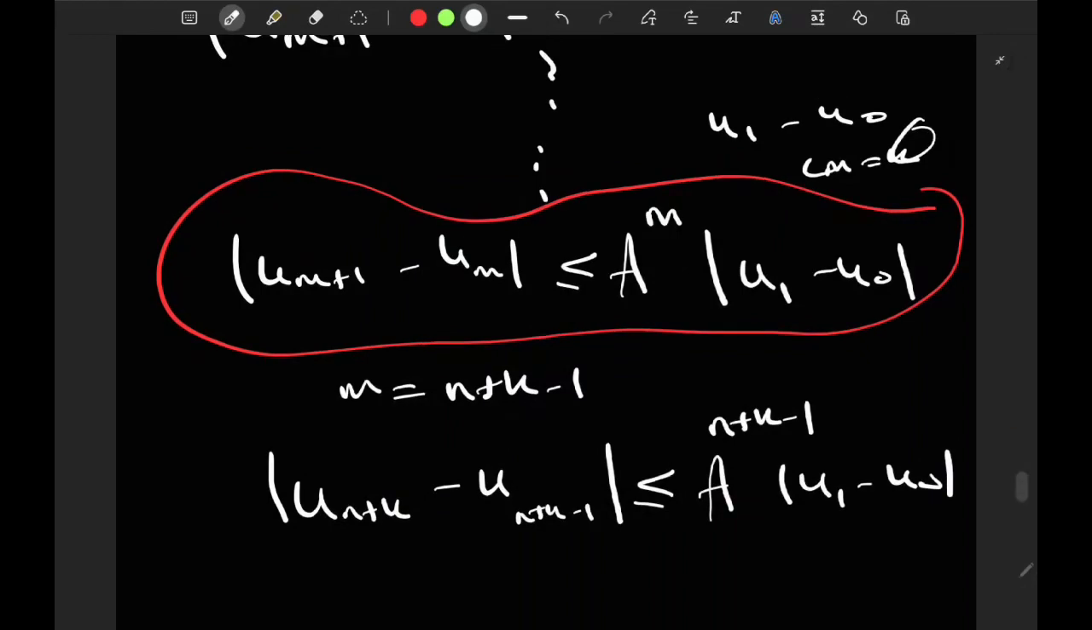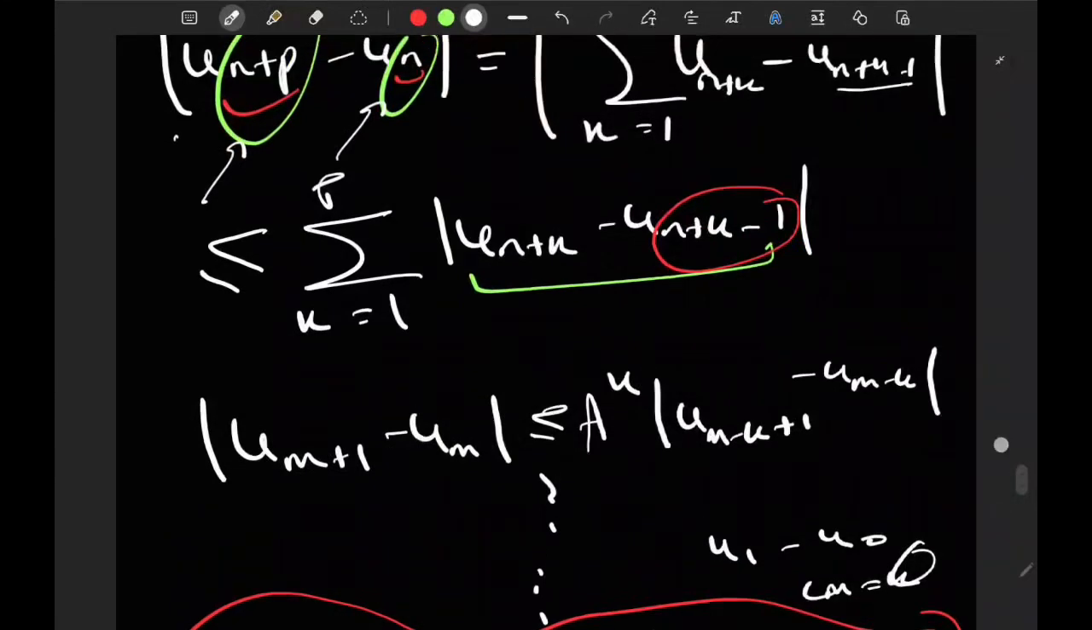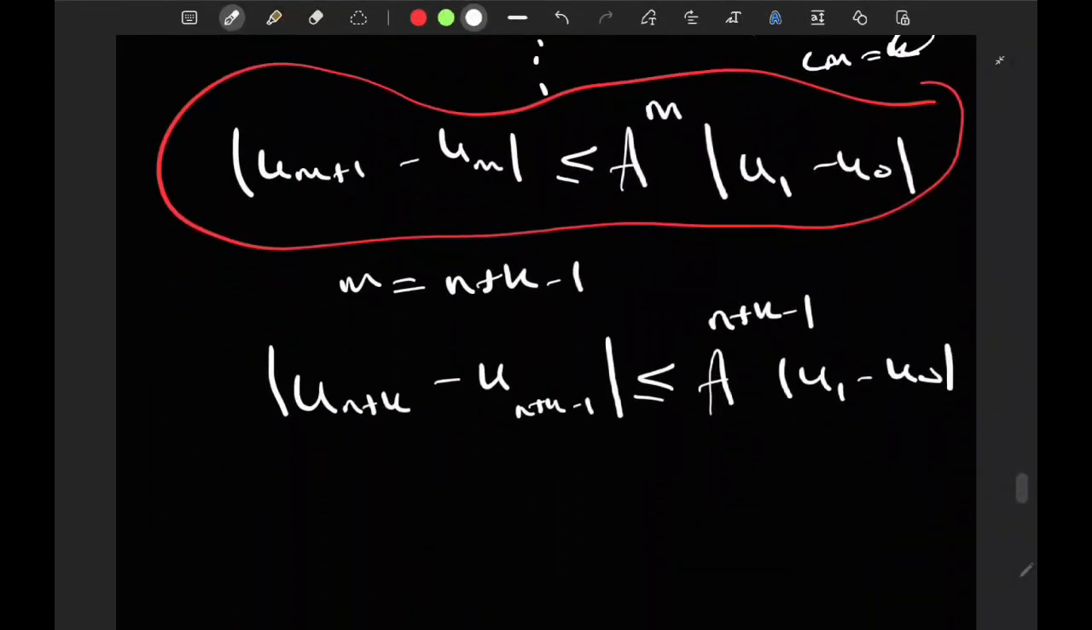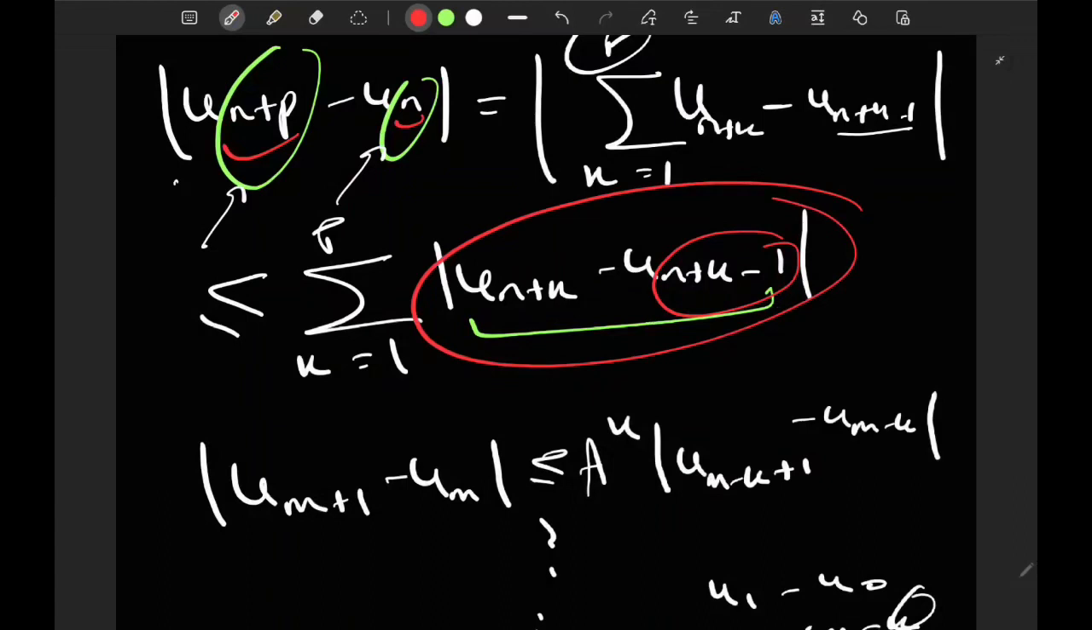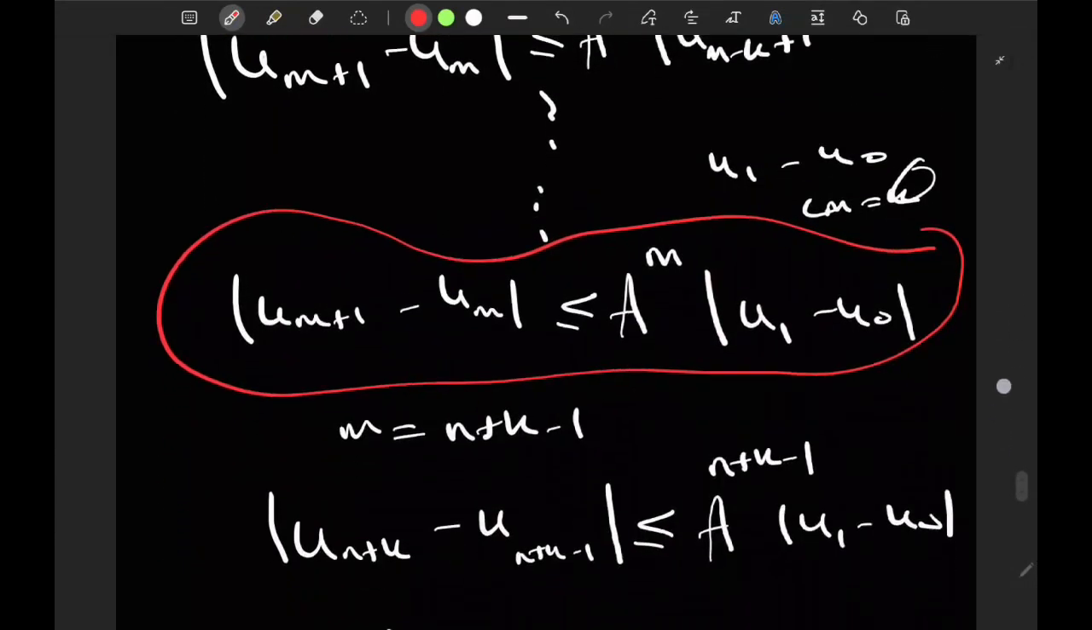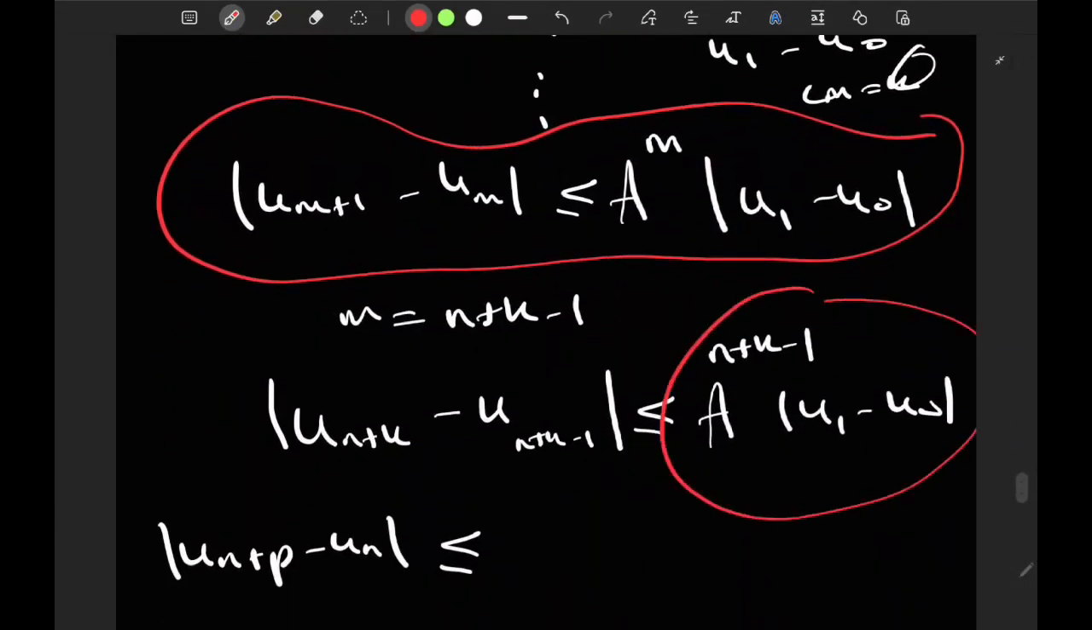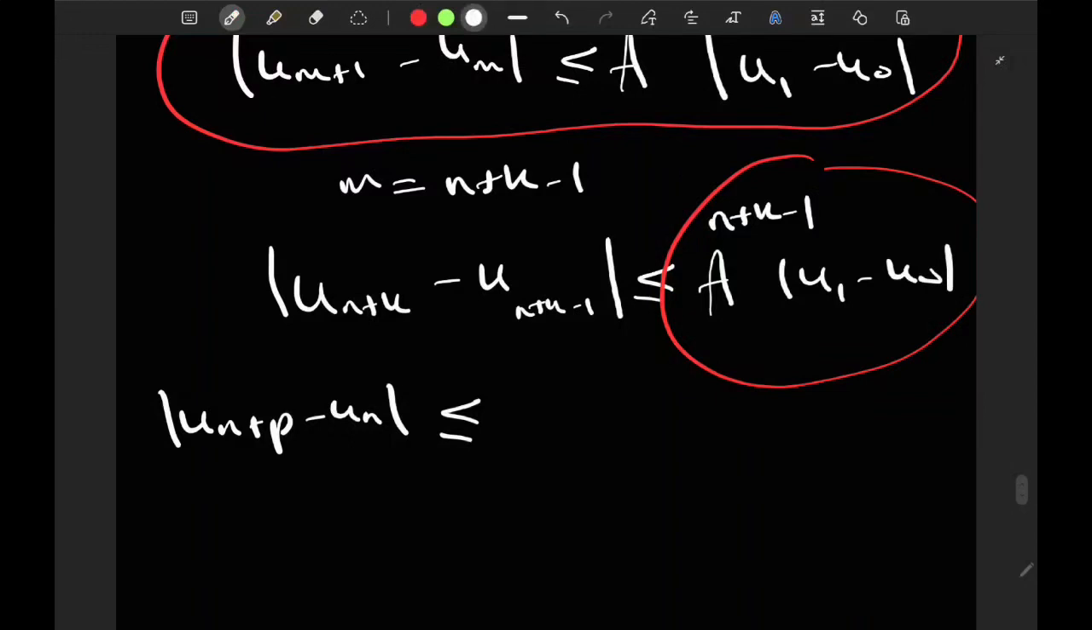And now, if I go back to the sum I had here, the absolute value of u_{n+p} minus u_n is going to be less than or equal to... here I already know that this thing is less than or equal to a to the power n plus k minus 1 times the absolute value of u1 minus u0, so I might as well put it here.